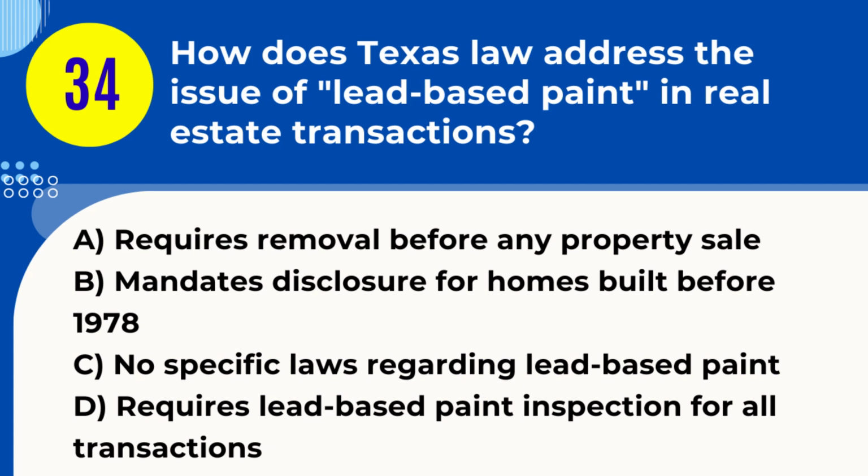Question 34. How does Texas law address the issue of lead-based paint in real estate transactions? A. Requires removal before any property sale. B. Mandates disclosure for homes built before 1978. C. No specific laws regarding lead-based paint. D. Requires lead-based paint inspection for all transactions. Answer: B. Mandates disclosure for homes built before 1978. Explanation: Texas law requires sellers to disclose the presence of lead-based paint if the home was built before 1978, in compliance with federal regulations to inform potential buyers of any health risks.